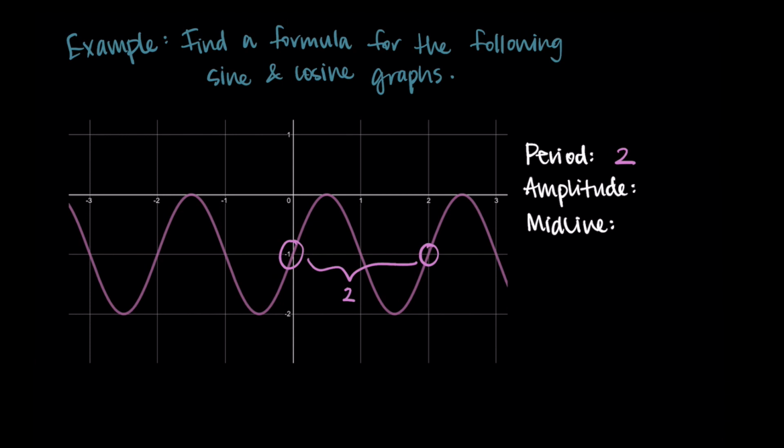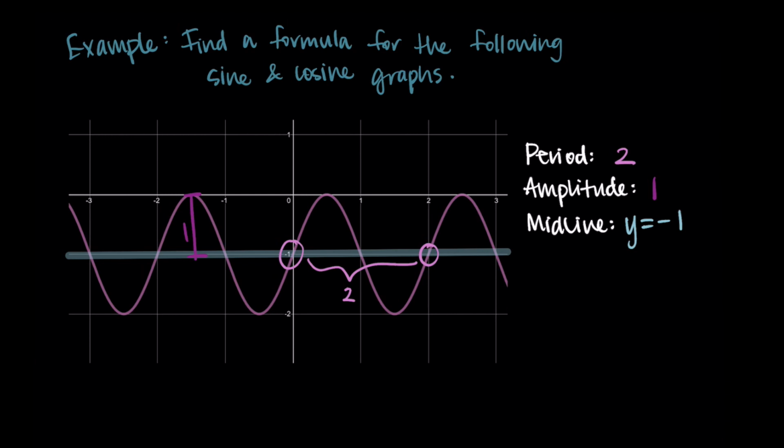Then for the amplitude, this is the distance from the midline to the top of the function. Basically, I like to look at the whole distance from the top to the bottom and just divide it in half, and so I'm seeing that our amplitude is 1. Then this reinforces the midline, and the midline is at y equals -1. This is just the line that runs through the middle of the function horizontally. So there we go. Period is 2, amplitude is 1, and midline is y equals -1.